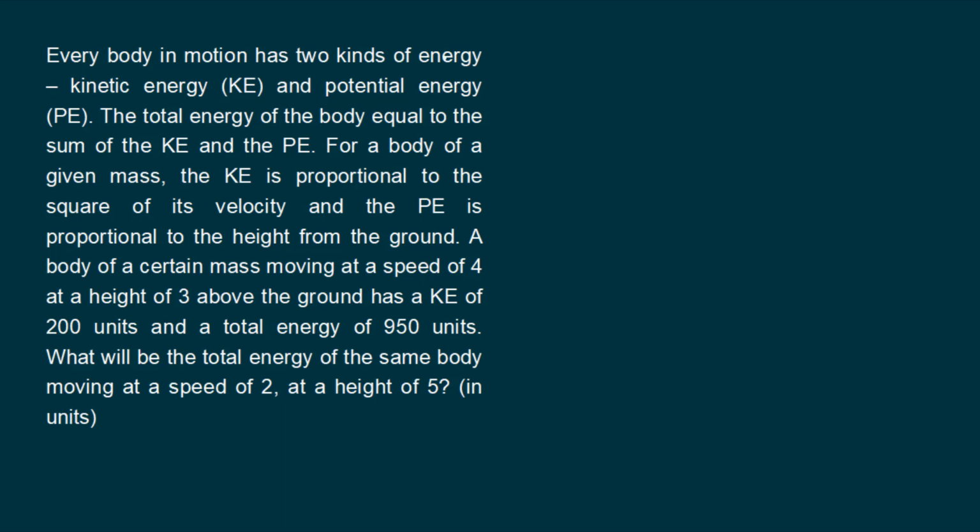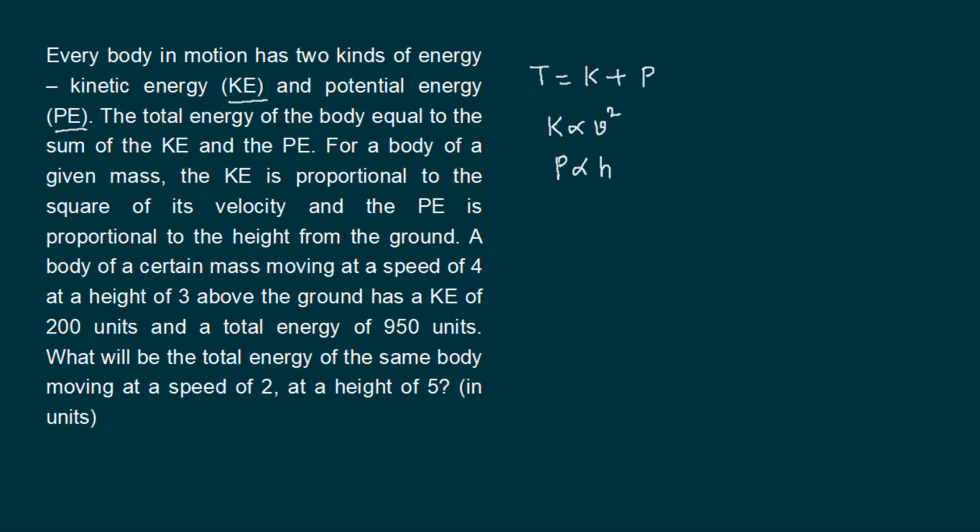Every body in motion has two kinds of energy: kinetic energy and potential energy. The total energy of the body is equal to the sum of kinetic energy and potential energy. Total energy is kinetic plus potential. For a body of a given mass, the kinetic energy is proportional to the square of its velocity or speed. K is proportional to square of its velocity. And potential energy is proportional to the height from the ground.